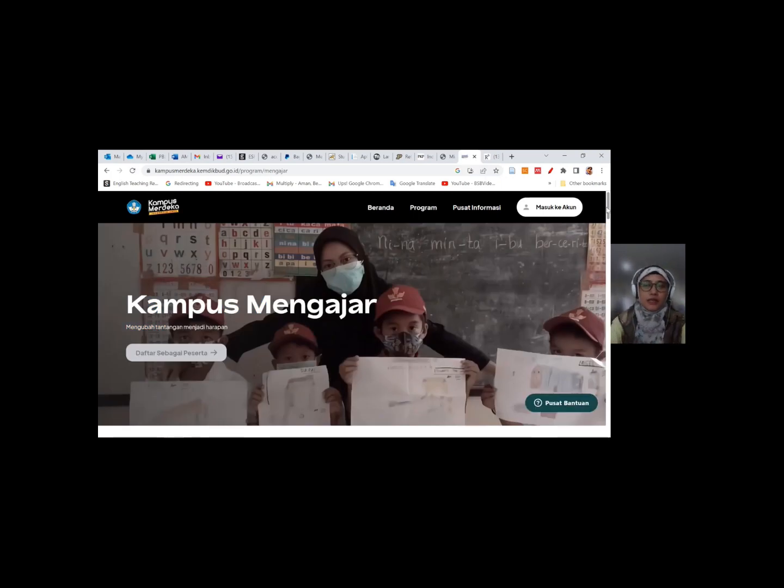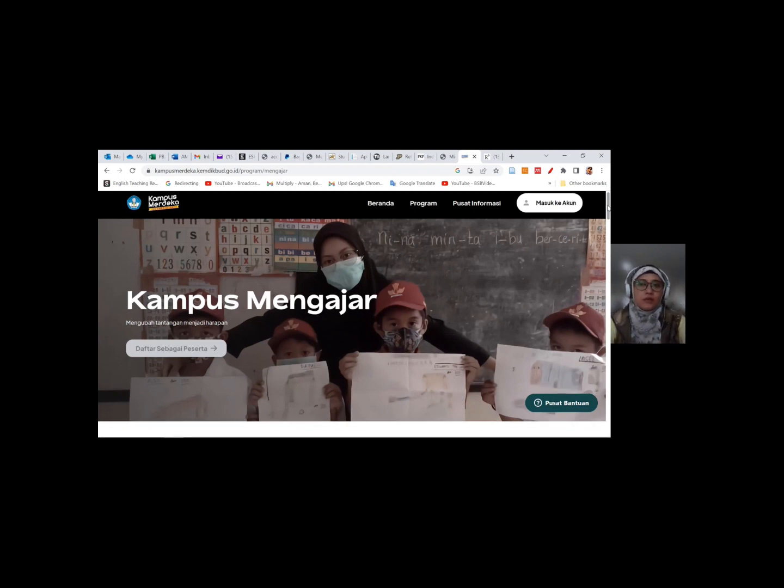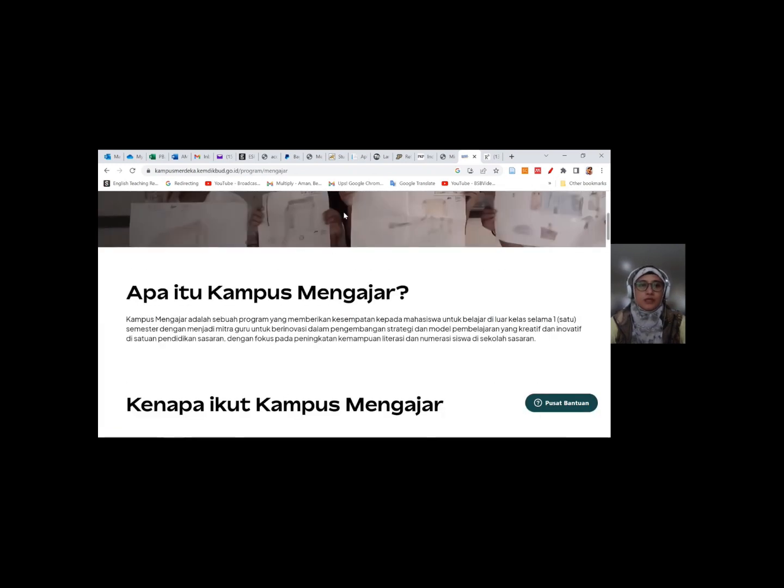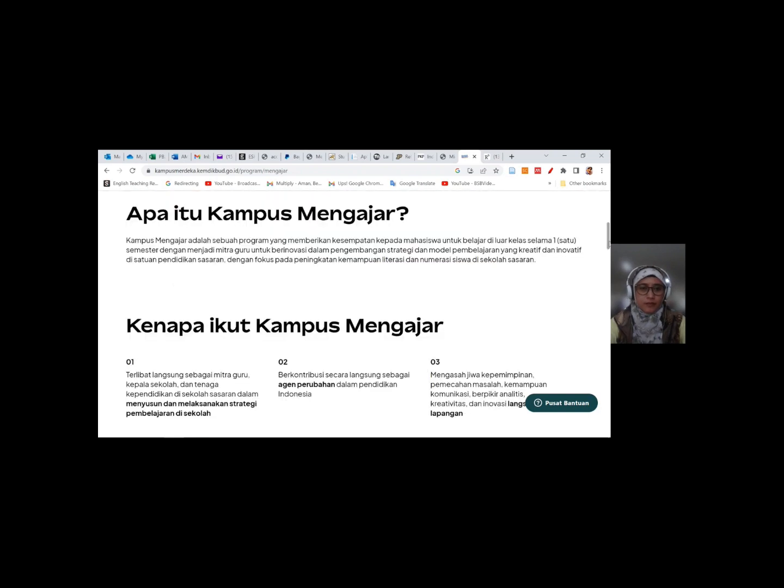So as I have explained last week, if you want to use a website, you need to be careful with the website that you use. The website has to be reliable, okay? Written by somebody or an organization that is reliable, somebody or an organization that you can trust. If I want to talk about Kampus Mengajar, of course, I'm going to check the website of Kemdikbud, which is the Ministry of Education, and I get information here.